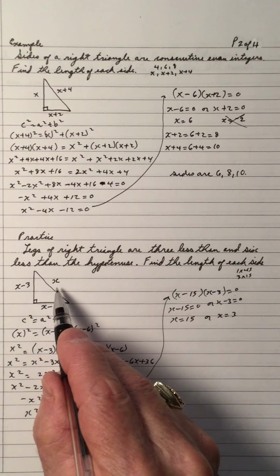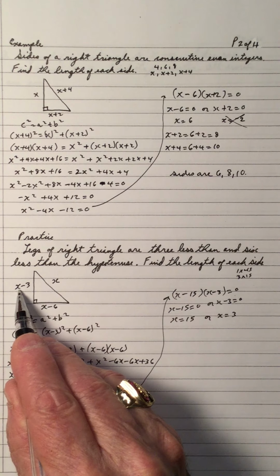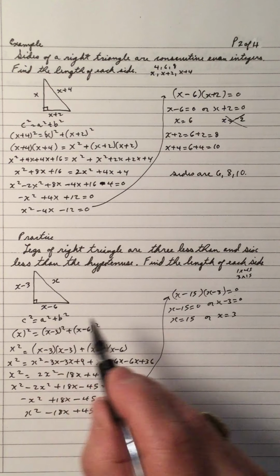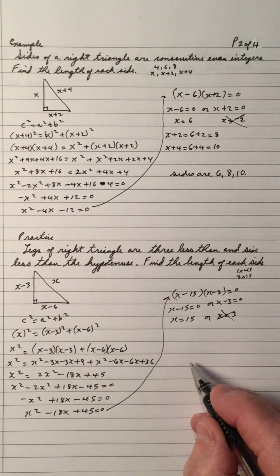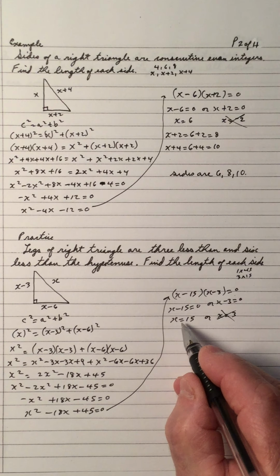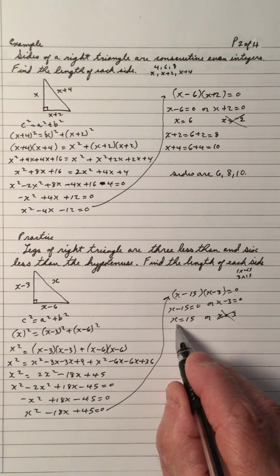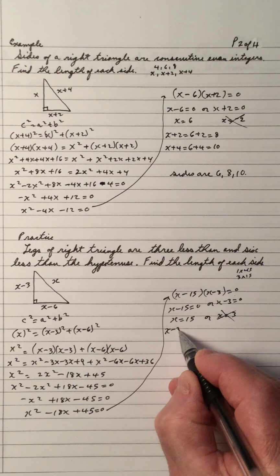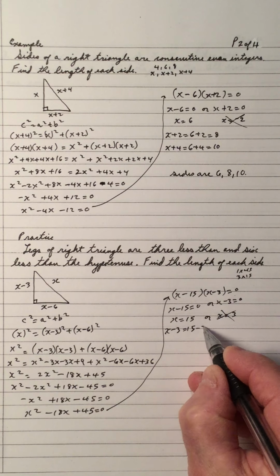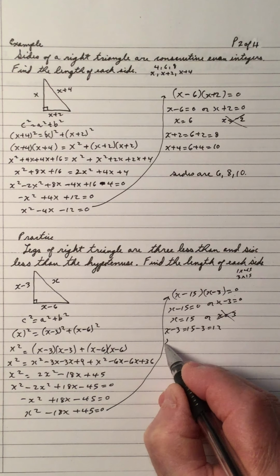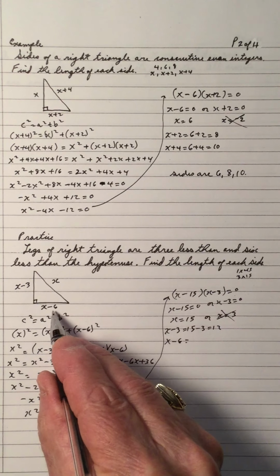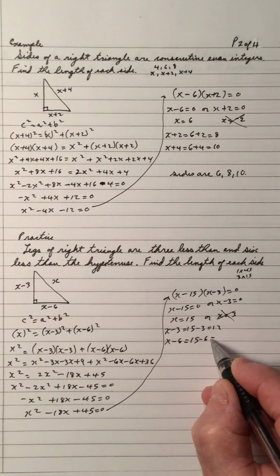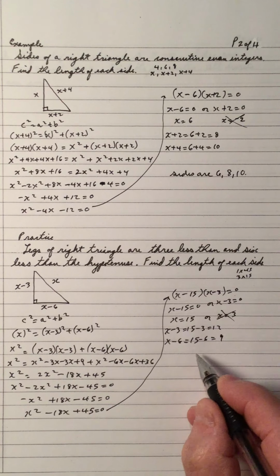And if I take the 3 and put it in, great, but if I put 3 here, I get a 0. Or if I put 3 here, I get a negative 3. So I can't use the 3, but I can use the 15. So x is this side. So x minus 3 is 15 minus 3, which is 12. The other third side is x minus 6, so 15 minus 6 is 9.